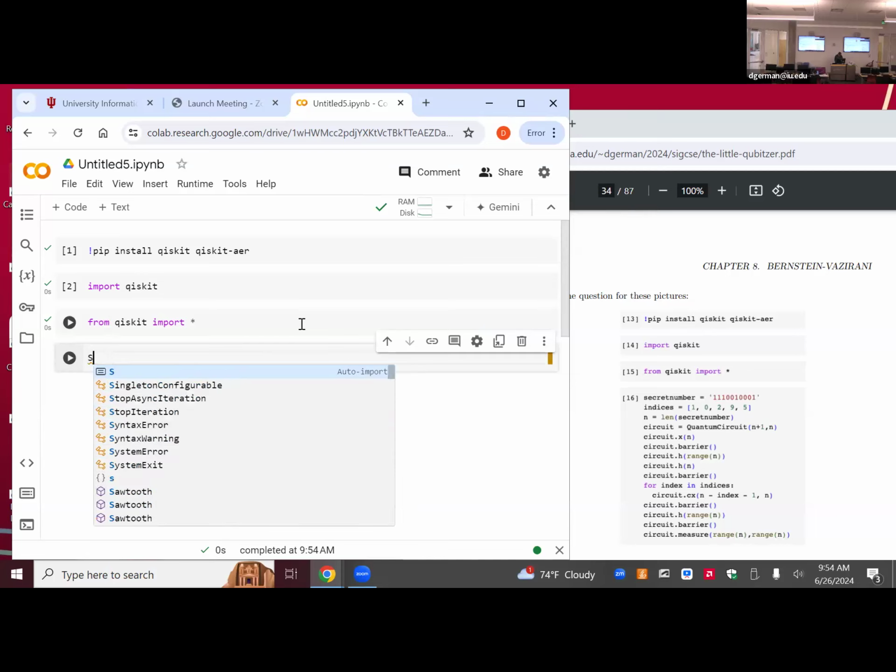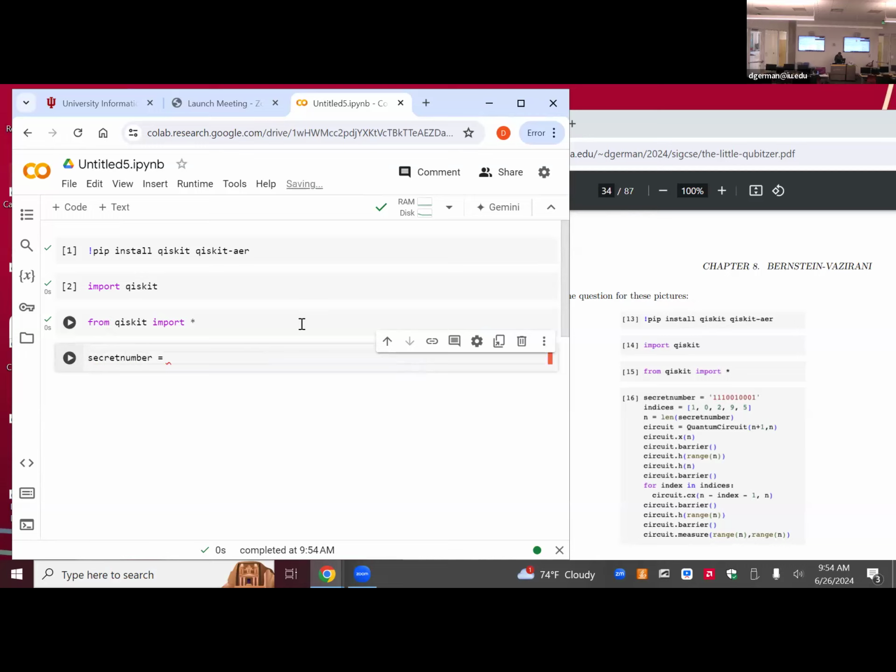Which I guess I have to do without the caps. Secret number. All right, so that's the secret number I'm going to put here, what I had in the book. So it's going to be 111001, then 0001, and then a single quote.